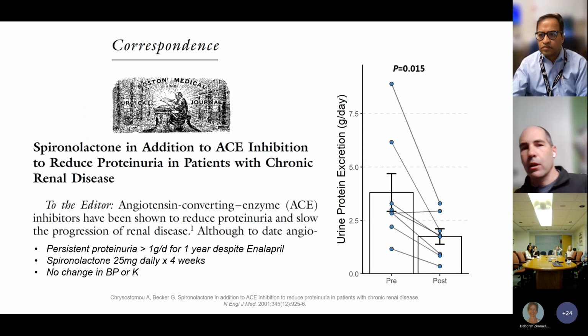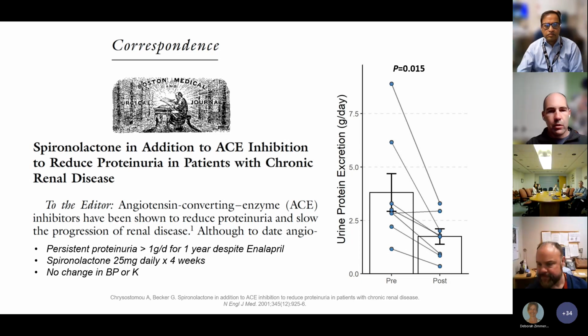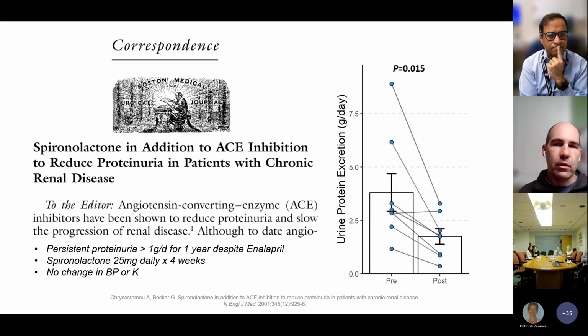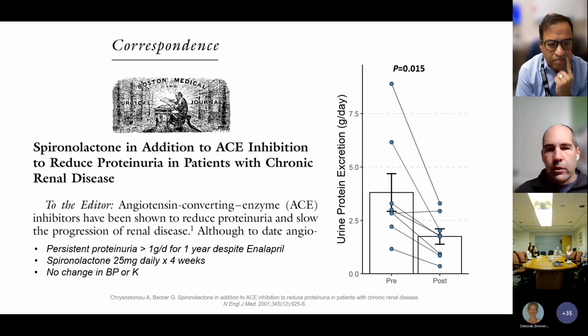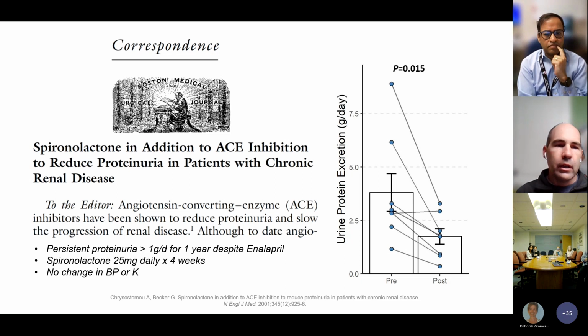All right, so now I'm going to go into proteinuric kidney disease, and this is not diabetic. This is just all proteinuric kidney disease. This is the first report that convinced people, hey, this might be a good idea. It was actually just a letter to the editor in the New England Journal. It's an uncontrolled study, but it's looking at people with persistent proteinuria despite being on an adequate dose of ACE inhibitor.